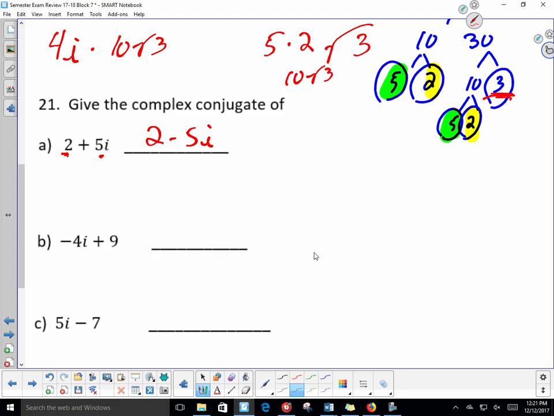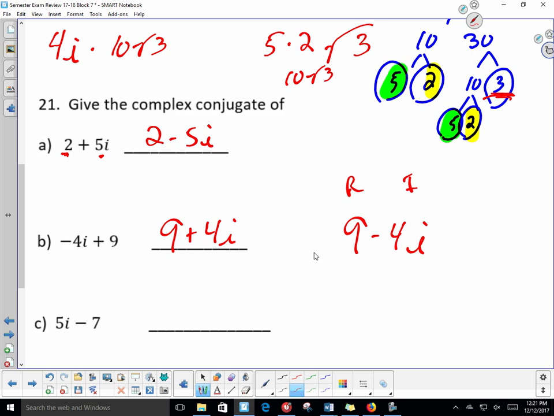Now, when I go to do the next one, negative 4i plus 9, I should probably rewrite that before I start. How should I rewrite that? 9 minus 4i. Right now, it's 9 minus 4i, so when I find the conjugate, it's going to be 9 plus 4i. Take the time to write that with the real part and then the imaginary part. That way you won't mess it up.